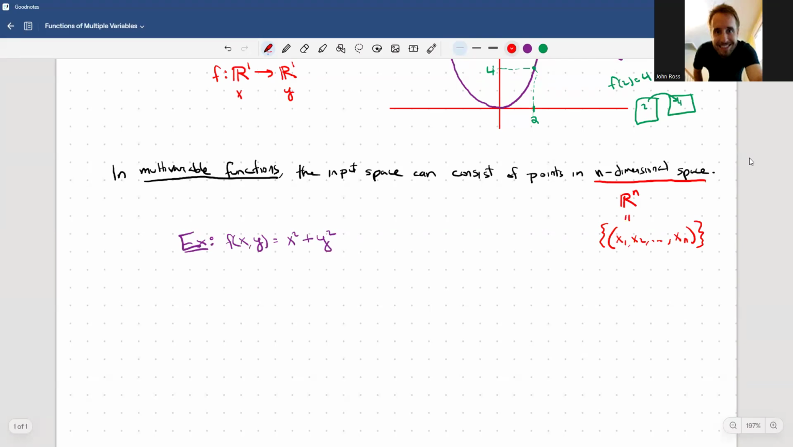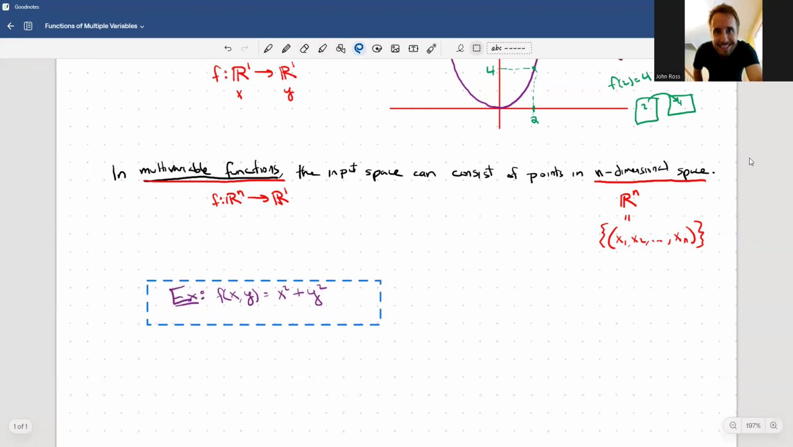So specifically here, a multivariable function, as I am defining it, is one where my input space could be a general Rn, and my output space is typically R1. So I can plug in multiple real numbers as my input, and I get a single real number as my output. Now that is what we get in full generality, but let's take a look at a specific example, and it's the example that we see here.